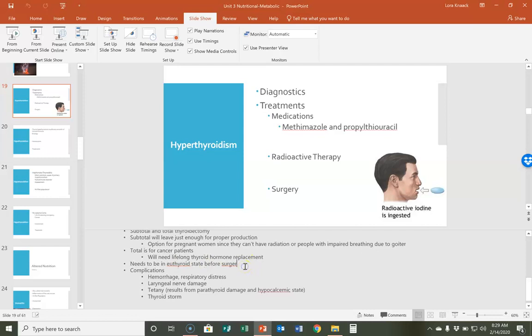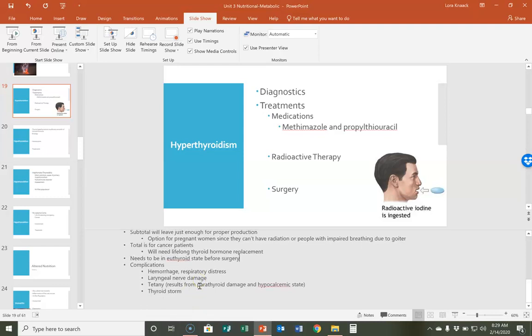These patients need to be in a euthyroid state, so a balanced state, before surgery if possible. Complications. This is in a very vascular area right next to the airway, so we think about all those places there. Hemorrhage, respiratory distress, laryngeal nerve damage, which would be your voice box. Tetany as a result from some parathyroid damage that causes a hypocalcemic state. And then a thyroid storm, where it actually goes the other way very drastically because of this trauma, can happen as well.